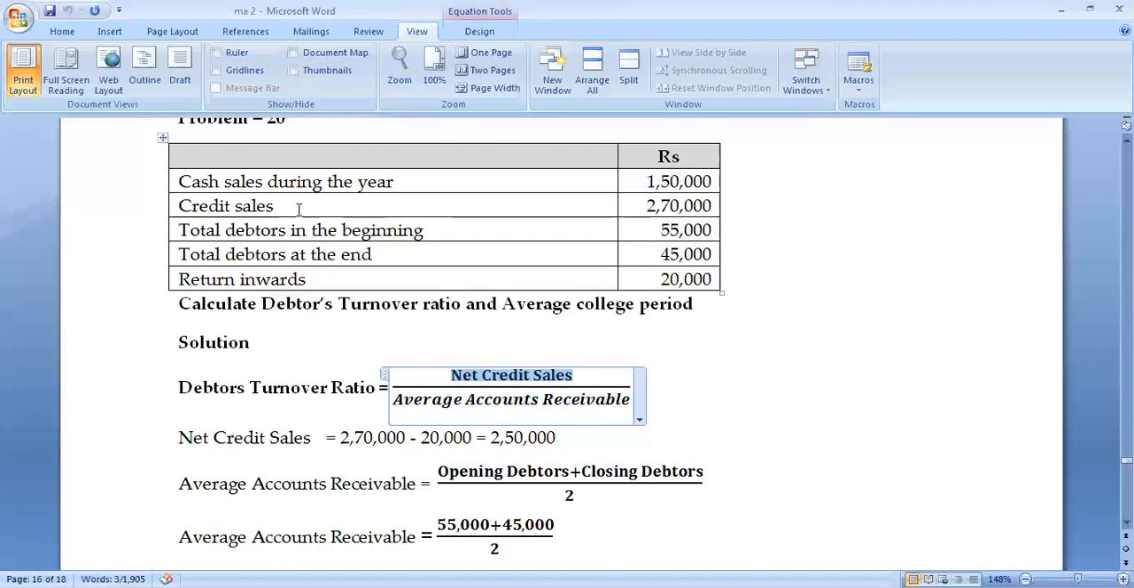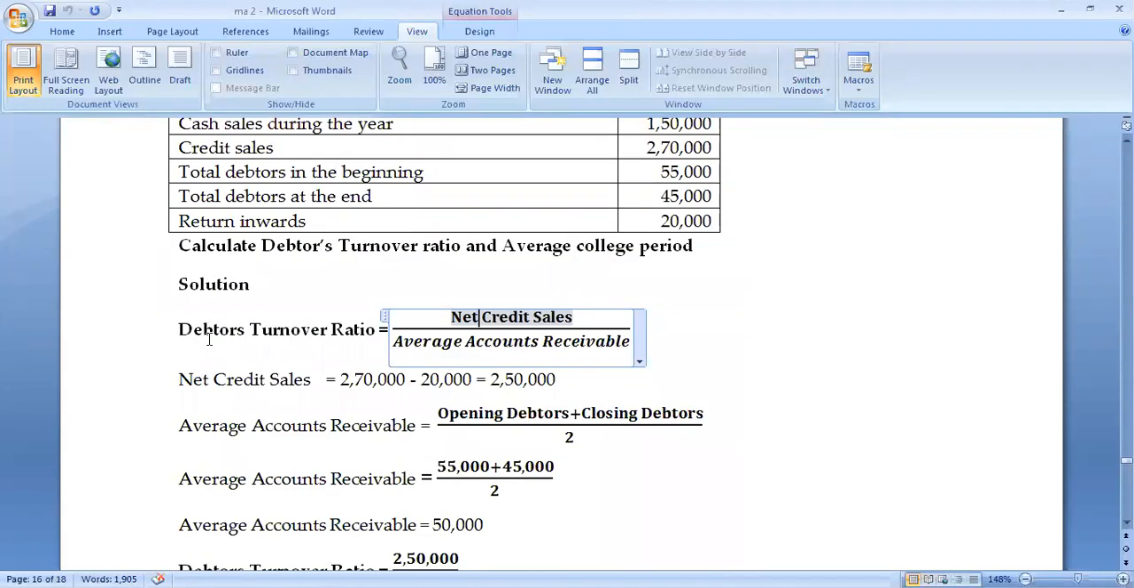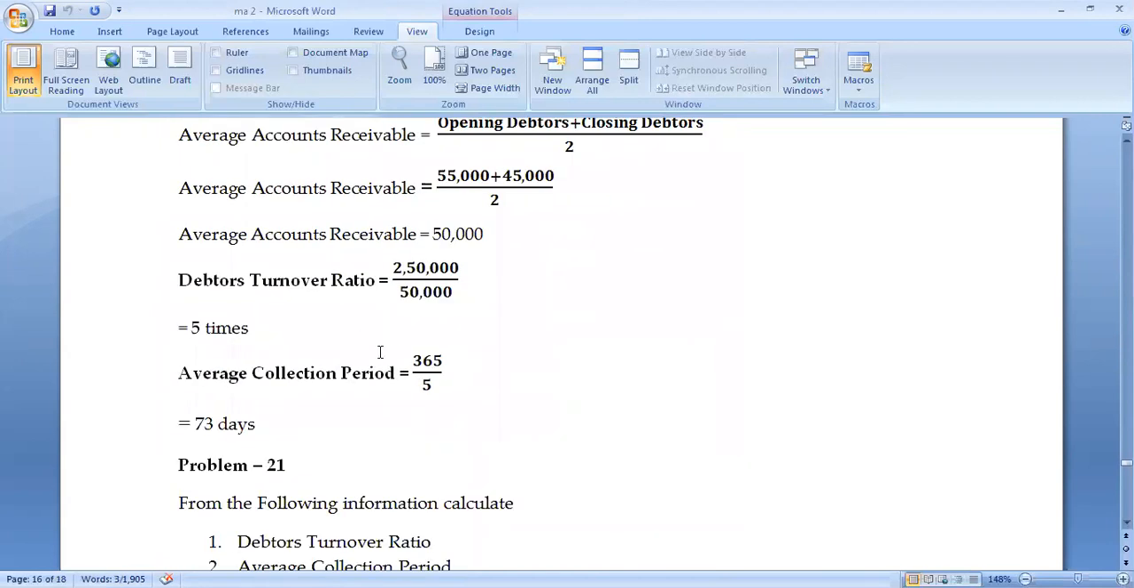If there are any sales returns, that should be reduced. As it is net, not gross, if it were gross, then you would have taken 2,70,000 into consideration. As it is net credit sales, it is credit sales minus the sales return. So what is the sales return here? 2,70,000 minus 20,000 gives you 2,50,000. The average accounts receivables you have computed as 50,000. So the ratio is 5 times. So the company can collect the amount from the debtors, out of the sales made, 5 times.